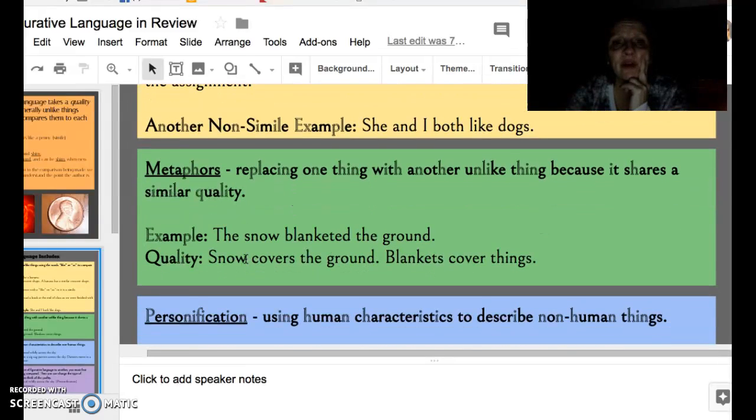We have metaphors where you're replacing one thing with another unlike thing because it shares a similar quality. So here's an example. The snow blanketed the ground. That's nice. Well, we don't really mean that it's a blanket on the ground, but we know that the snow covers the ground and blankets also cover things. So the quality that they're both sharing is that they cover up things. Snow covers the ground or the earth. The blankets cover us, right?